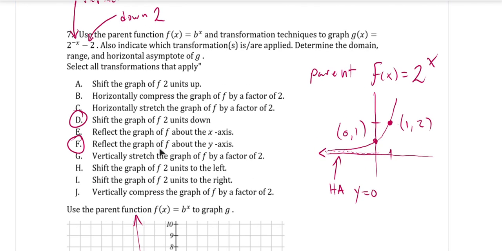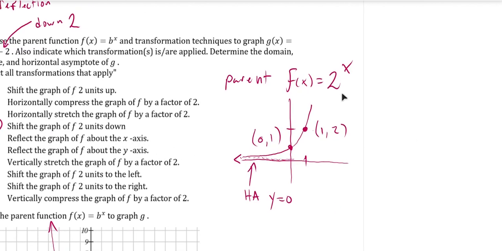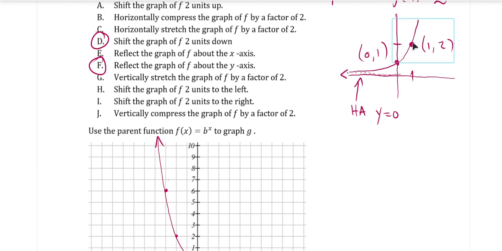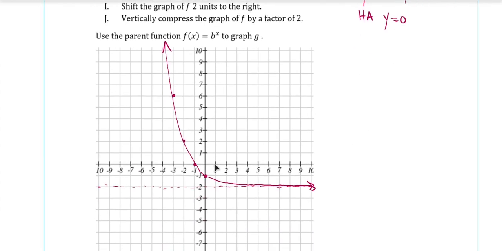So we want to do those two transformations on a parent function that looks like 2 to the x, which has a horizontal asymptote at y = 0, a leftward pointing tail, it goes through 0, 1, and it goes through 1, 2. So let's think about all that. We want to reflect it and then downshift it. So reflecting it is going to take us from, let's say, 1, 2 over to -1, 2, and then we want to downshift that by 2.